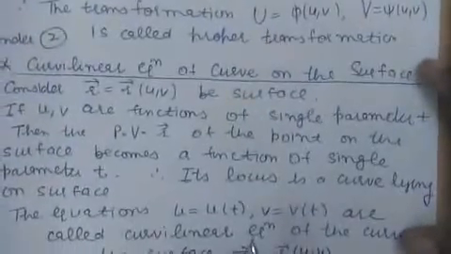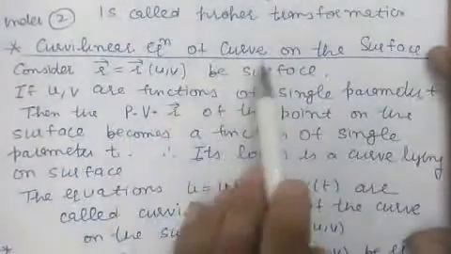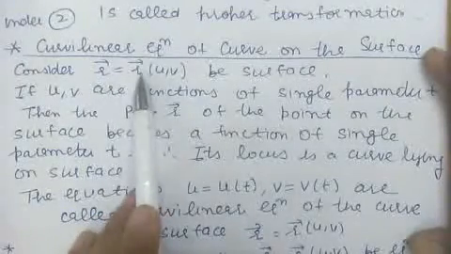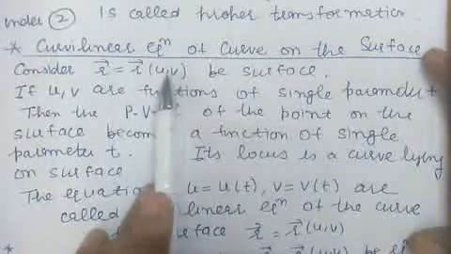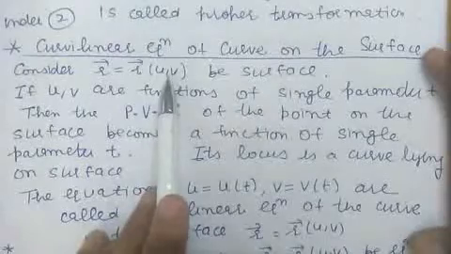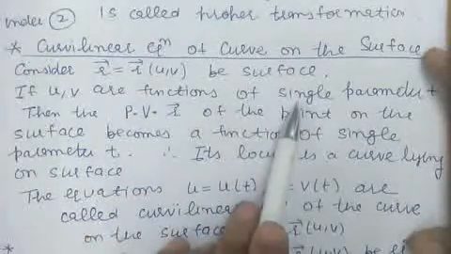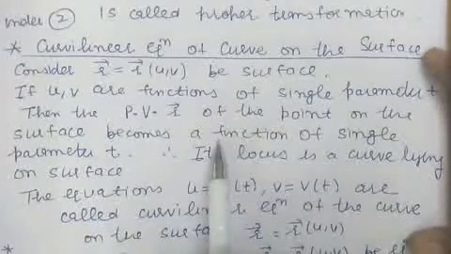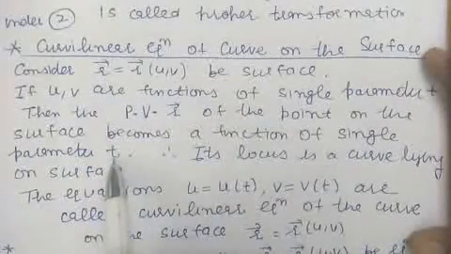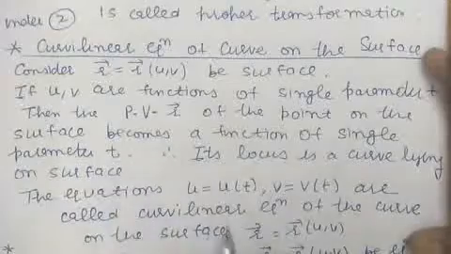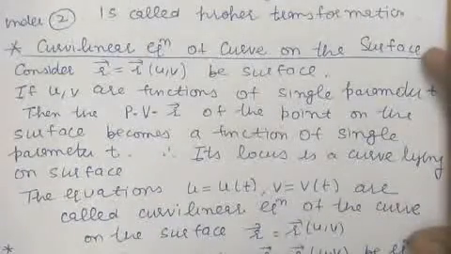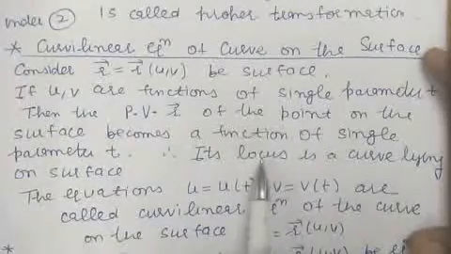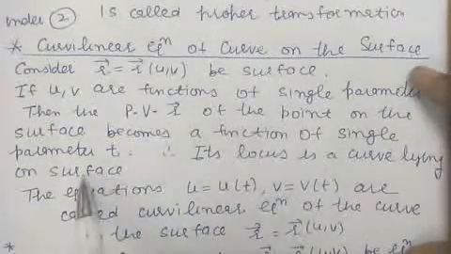Next is the definition. What are curvilinear equations of curve on a surface? If we consider a surface given by this equation, here u and v are the parameters. If these u and v are the functions of a single parameter, in that case vector r will also be a function of that single parameter t, and we know that if the locus of a point becomes a function of a single parameter, then that defines a curve. Therefore the locus of this point is a curve lying on the surface.